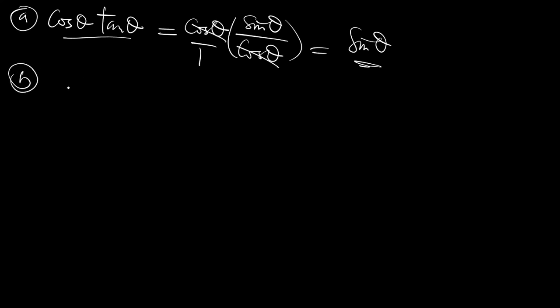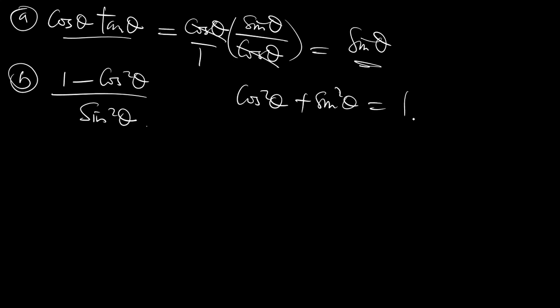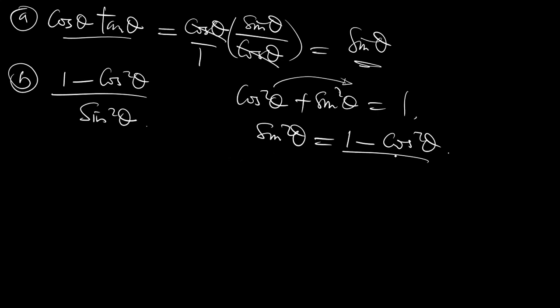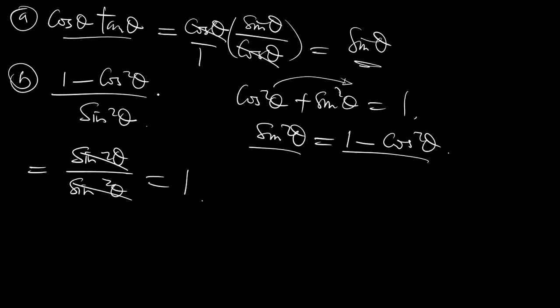Now B, we are given 1 minus cos square theta divided by sine square theta. Now we know from trigonometric identity that cos square theta plus sine square theta is equal to 1. If you move this cos square theta to the other side, you have sine square theta is equal to 1 minus cos square theta. So anywhere we see 1 minus cos square theta, we substitute sine square theta. So we replace the numerator with sine square theta. You have sine square theta divided by sine square theta, and this cancels to give 1. So the simple term for this is 1.